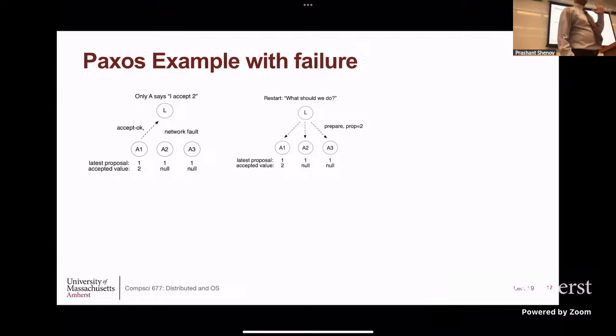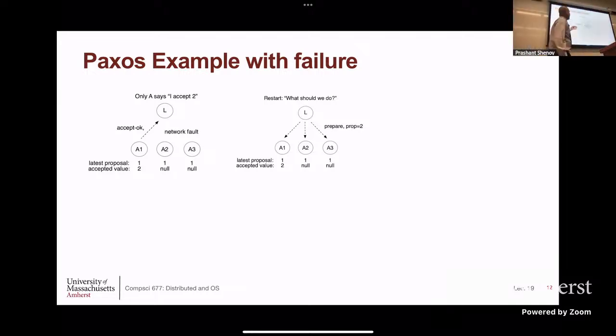Okay. So here, let's assume now that A2 and A3 are back up. Okay. So we are going to restart the entire process. Okay. But now, let's start again with the prepare request and say this is round 2, proposal number 2. Okay. And now you can see that A1 has already accepted 2 from a previous round, okay, because it actually got the accept request. A2 and A3 were the ones that failed. So A2 and A3 still have null. So the leader has already convinced A1 to accept 2, but A2 and A3 haven't accepted anything yet.